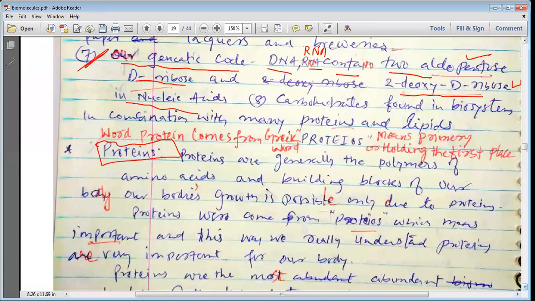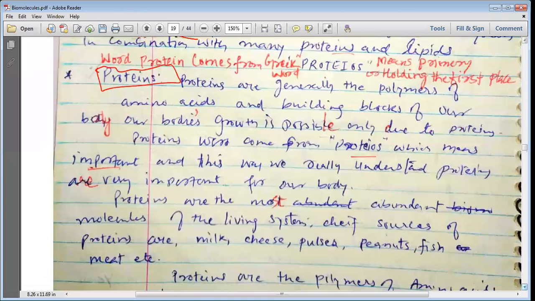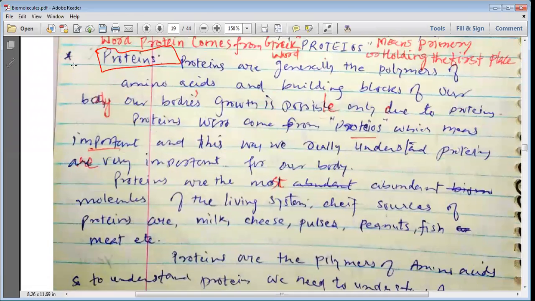Now we want to study the new part, that is, what is known as proteins. So let us study about proteins. Proteins are generally the polymers of amino acids.